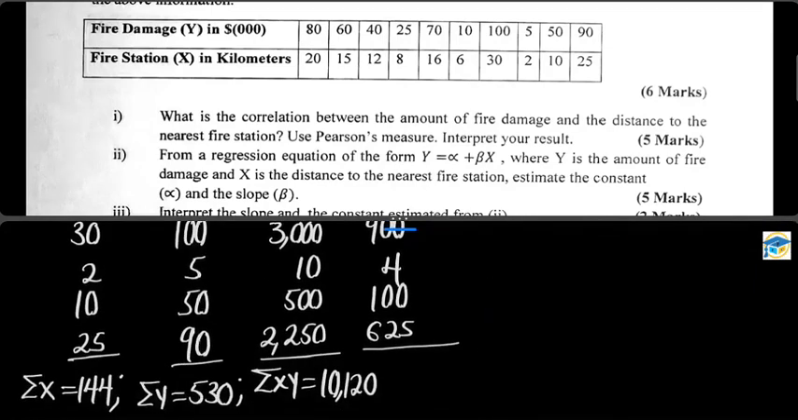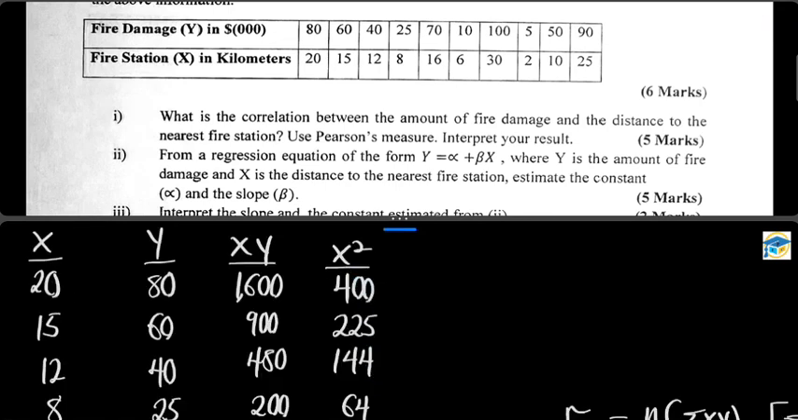Here too, you need to find the summation of the x square values. So that's going to be summation x square, and after summing them up, you should arrive at a figure of 2,754.